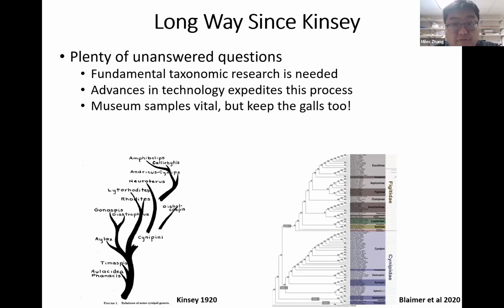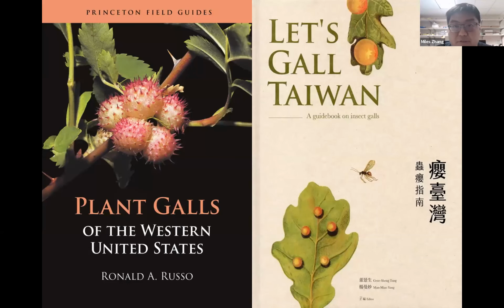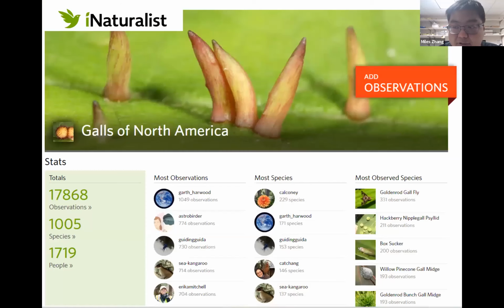I still haven't been able to visit the AMNH because of COVID, but I'm hoping to do that soon. Apparently the 9 million specimens are spilling out, and they don't even have places to put them in proper collections. So I'm looking forward to seeing that. But ultimately, I hope I've convinced you that galls are cool, and you can actually help us find more, because depending on where you live, there are fantastic resources that can help you identify some of these plant galls.